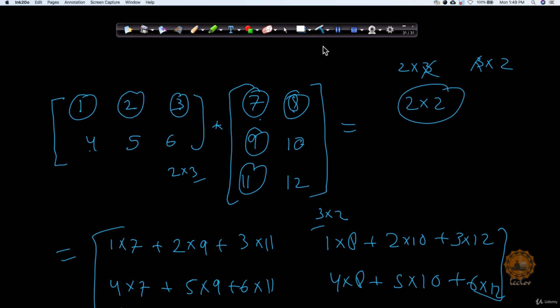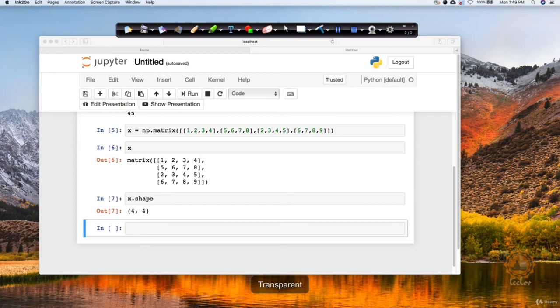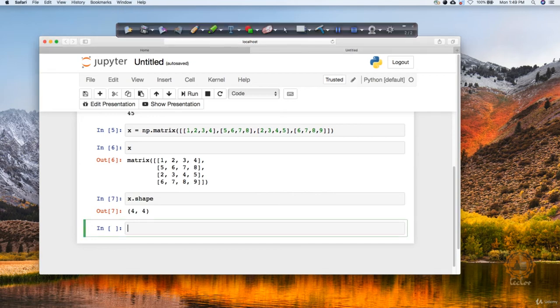Now let's do the same thing with the help of Python. Let's go back here and play with this Python notebook to see whether we can perform such things here or not. So let's create a matrix.